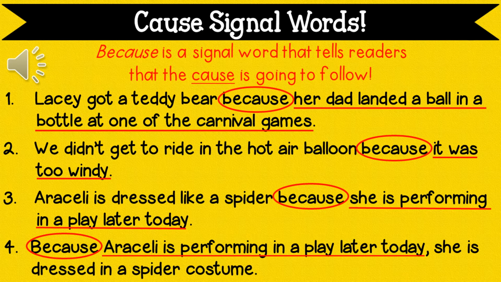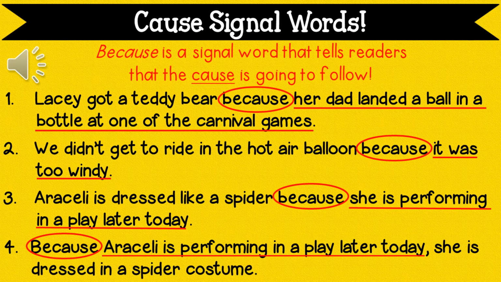Because is one of our big signal words that tells you as a reader that the cause is going to come after it. Remember, in the word because, you will see the word cause. So after each of these because is the reason. Lacey got a teddy bear. Why? Because her dad landed a ball in a bottle.